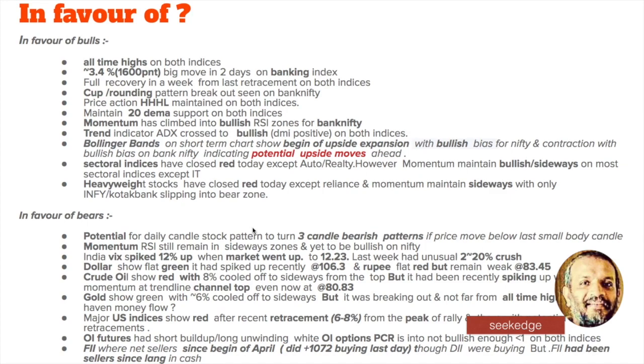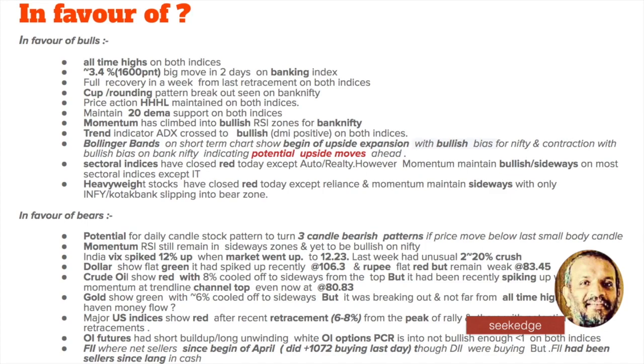So what is in favor of the bears? If you look at the daily candlestick patterns, it could turn into a three-star bearish shooting star kind of pattern. It's not confirmed, but there is a possibility, you cannot rule it out. Momentum RSI is still in the sideways zone. In the case of Nifty, it has just declined from above RSI 60.